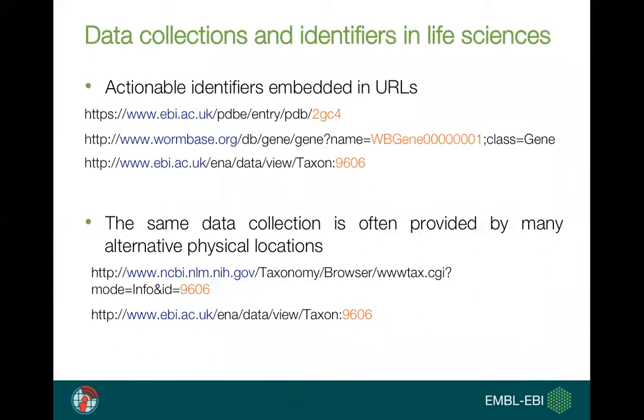So in life sciences, we often use identifiers to identify entities uniquely. All our databases assign identifiers to identify the individual entities, and they're generally made actionable by embedding them in URLs. So for example, in my examples, the orange text is the identifier, and then the blue text is the resolver.